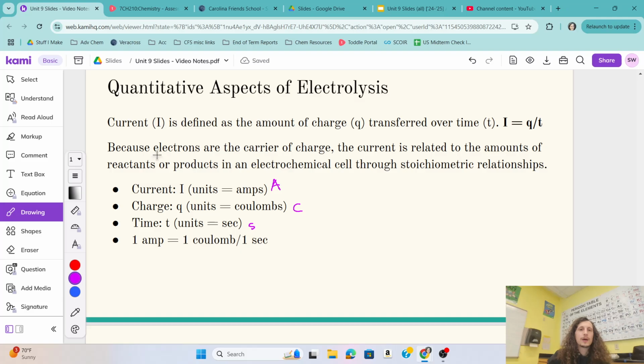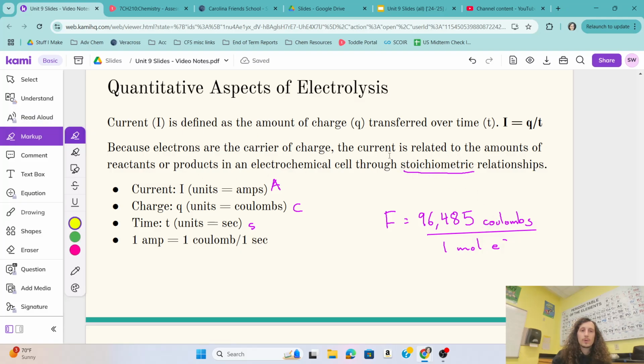Now, when we think about this quantitative relationship, we are looking at the stoichiometry of how many electrons are involved in a reaction. And we're going to be using Faraday's constant F, which tells us there's 96,485 coulombs for every 1 mole of electrons. So if we know the stoichiometry, we'll know how many moles of electrons are involved in this reaction. We can figure out how many coulombs are involved. How much charge is there?